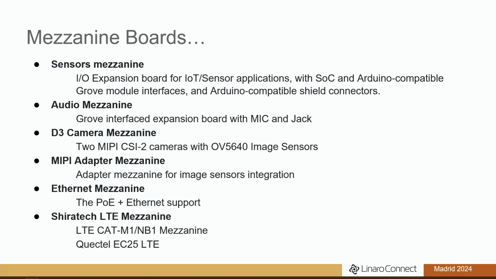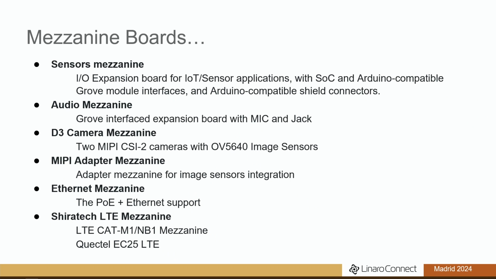Then for Ethernet applications, there's the Ethernet mezzanine, which features Power over Ethernet, PoE, support. And since we are talking Qualcomm, we cannot talk about Qualcomm without talking about the great LTE modems they built. So an LTE CAT-M1/NB mezzanine is available. There's another one, which is Quectel EC25, to have your network connectivity and LTE modem connectivity included.